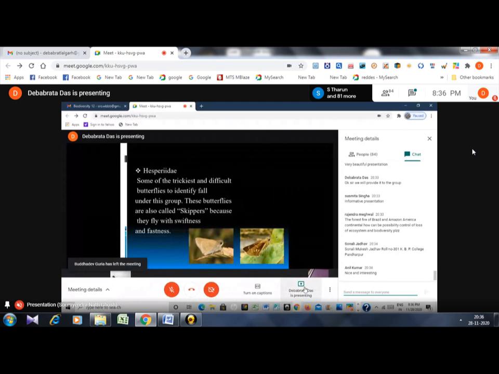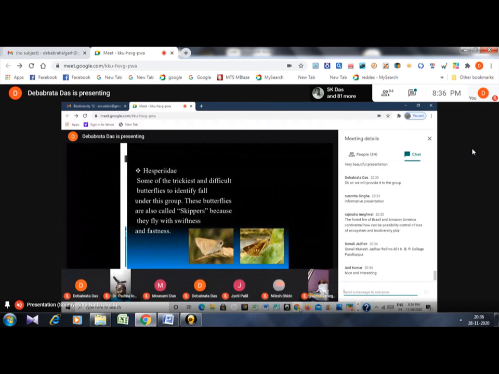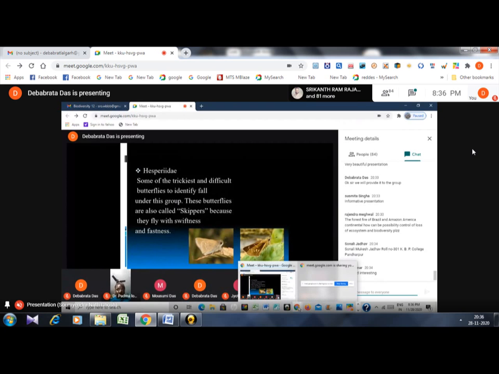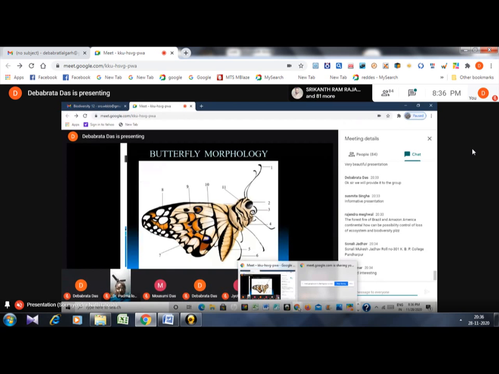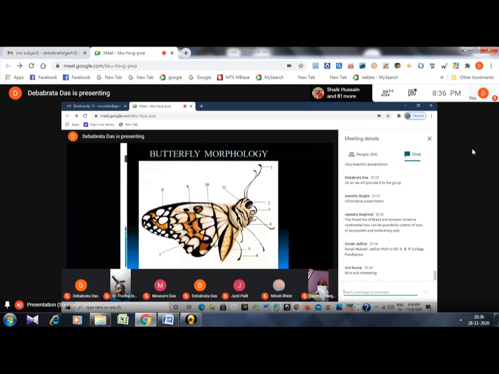They look very like moths, so they are also called moth butterflies. I have learned that in one area, it is also called a moth butterfly. Then we come to butterfly morphology. The image you are seeing here is a digital art of a line butterfly.